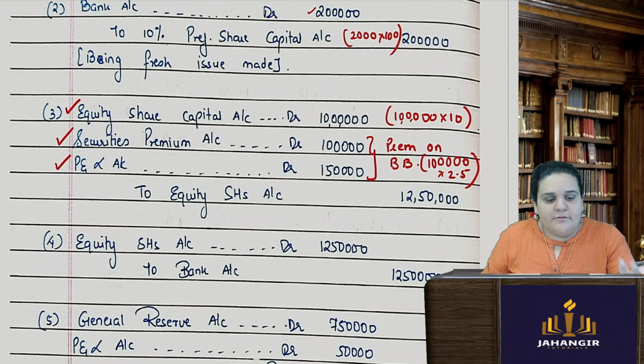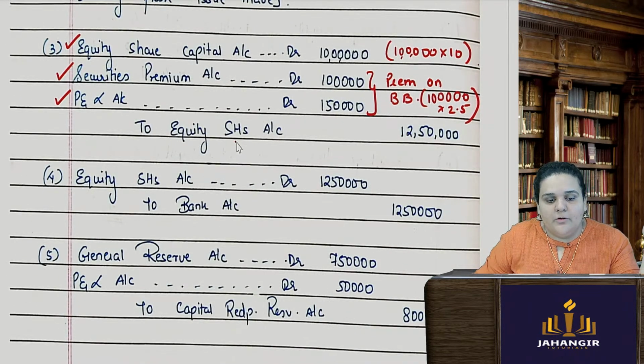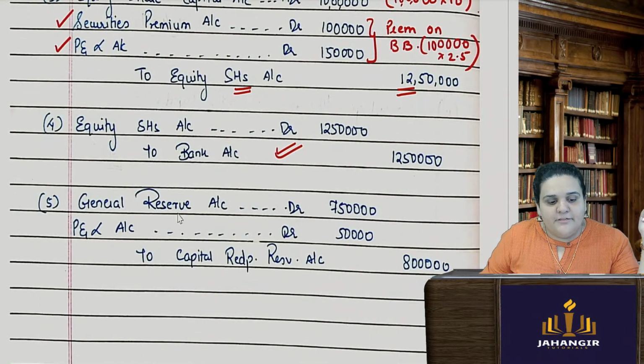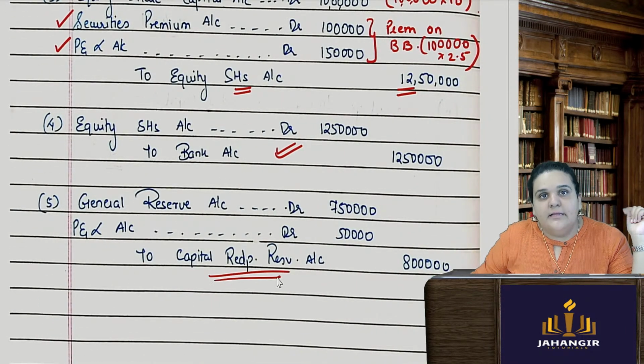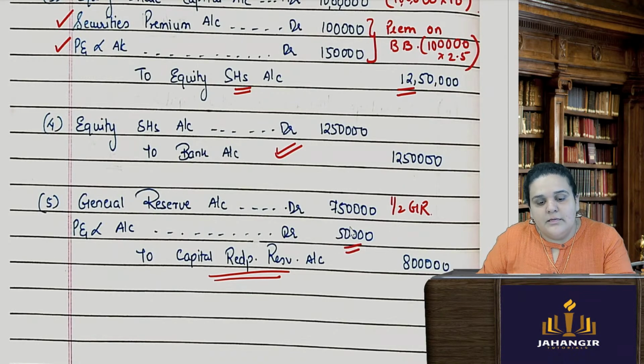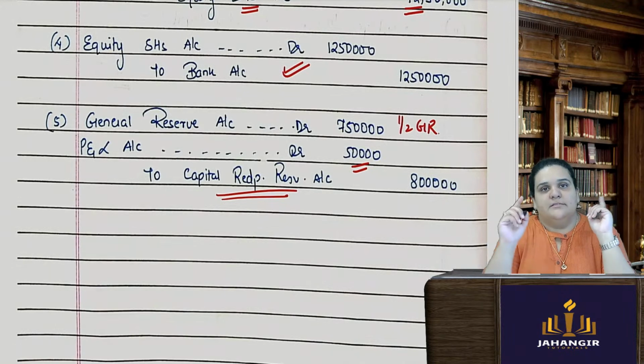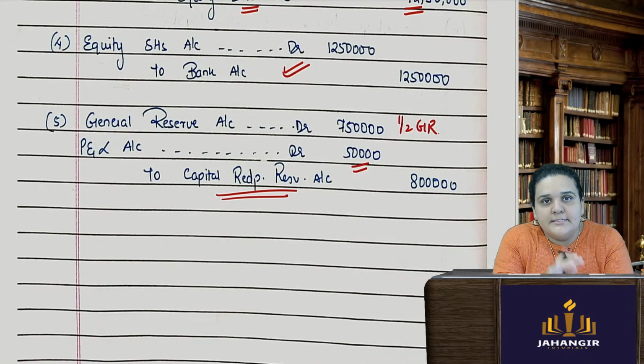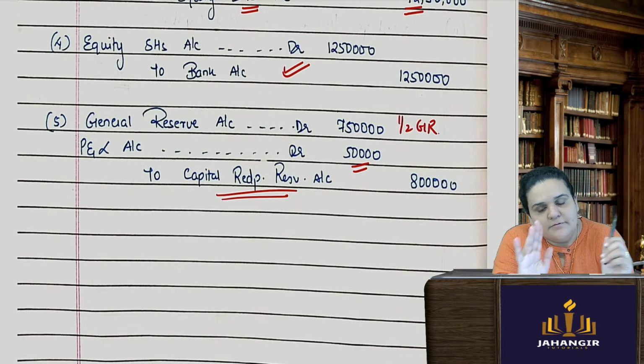From where are you going to give the premium? To equity shareholders account. Then I am going to pay the equity shareholders by bank. Totally how much am I going to pay them? 12,50,000. Equity share capital is always at face value. And the amount of reserves I have used and transferred to CRR will be the last journal entry. General reserve account I use half, and I use my P&L balance of 50,000, and then to capital redemption reserve. In certain sums they will give you directly how much is the fresh issue and how much you are supposed to use from the reserve.